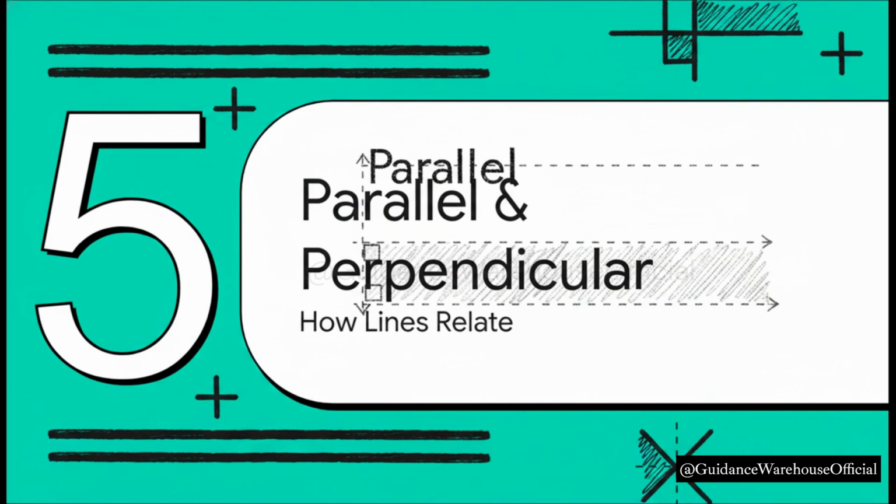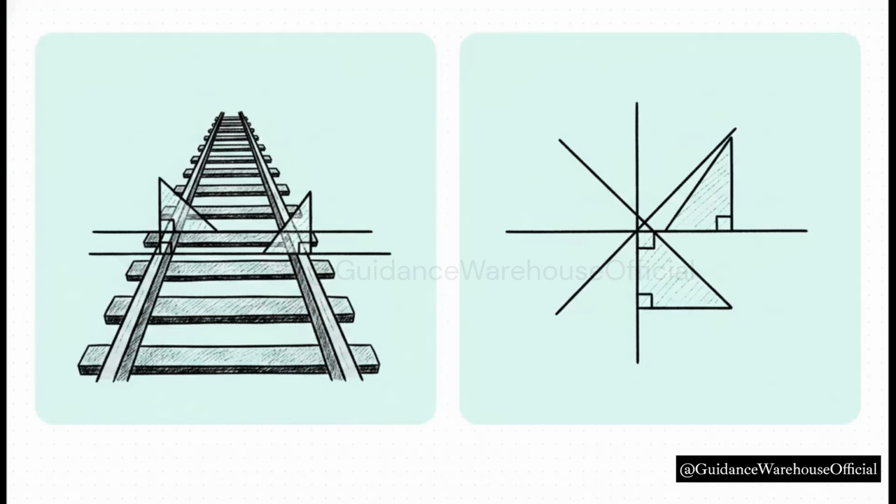Okay, so we've got the biography of a single line down. Now let's talk about our final topic, how lines interact with each other. Because they don't just exist in a vacuum, right? They can be parallel, running side by side like train tracks forever, or they can be perpendicular, crossing at a perfect sharp right angle. And the secret to understanding this relationship is actually really simple. It's all about the slope.